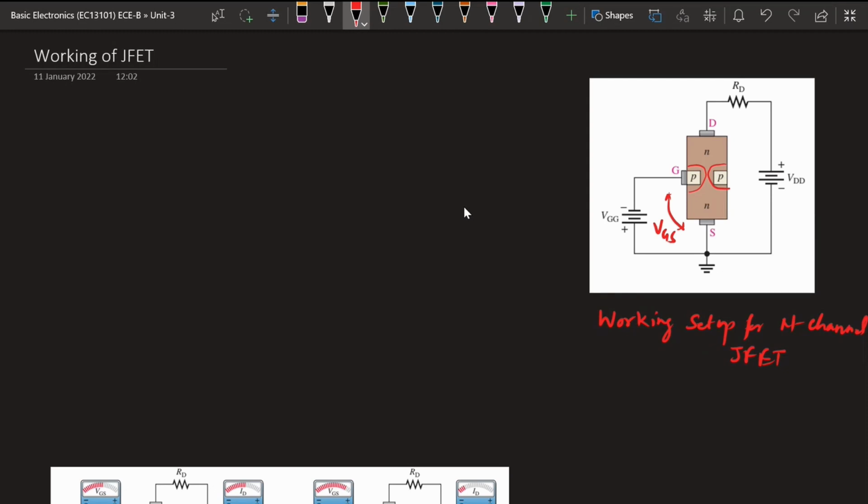So here we will start. The working of a JFET is like it works with a reverse biased gate to source junction. The gate to source region is basically reverse biased.